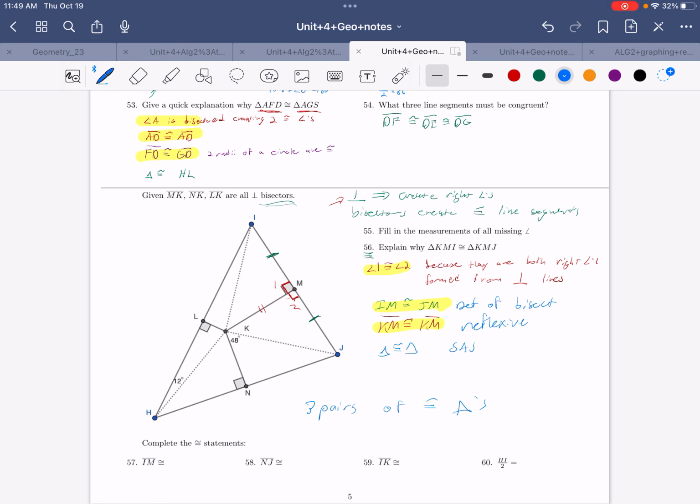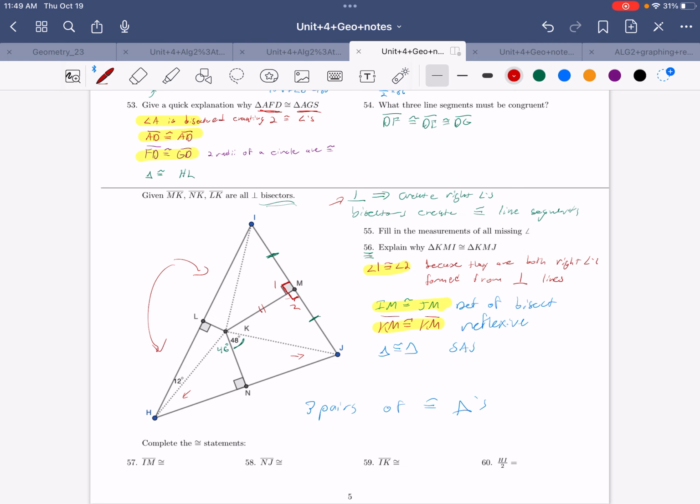Hopefully you're getting the sense of how to do this from the angle bisectors. If this is 48 degrees, we must know that this is 48 degrees, right? So you can use that to solve for this angle down here and this angle over here, right? Then let's look at this triangle and this triangle. I see the 12 degree. So what other angle must be 12 degrees?